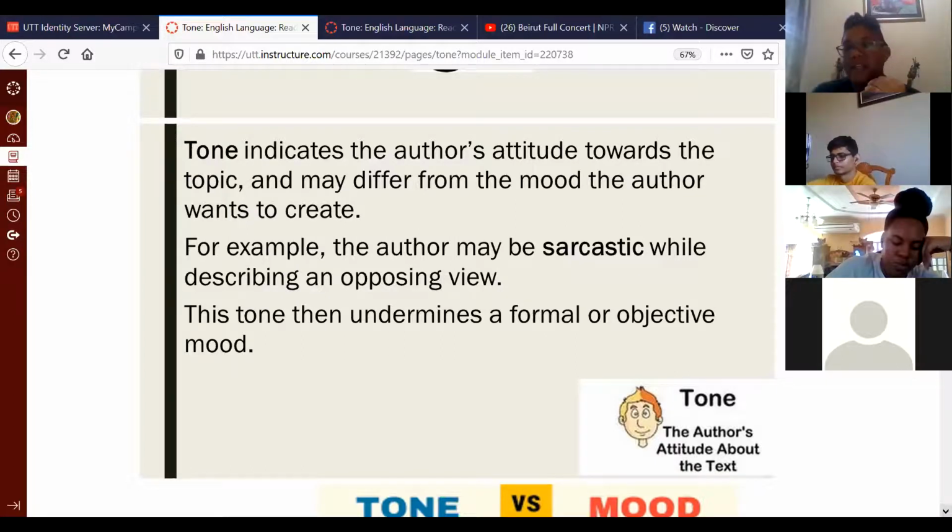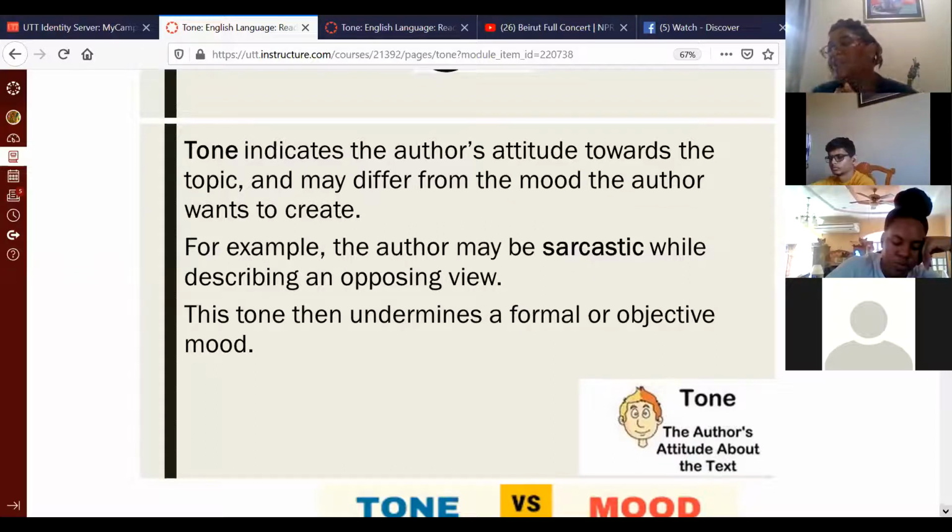So in an argumentative essay, for example, the author might use a sarcastic tone while describing the opposing view. So again, sarcasm is saying something you don't mean. You mean the opposite of what you say. It's a way of ridiculing or undermining something. So if you address the opposing view in an overly sarcastic tone, it suggests that you are actually quite biased about your topic, that you're not willing to listen to any opposition.